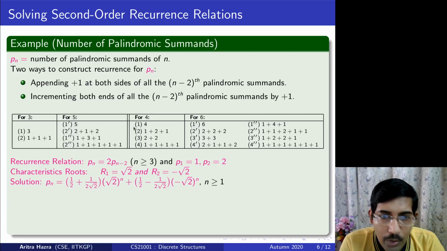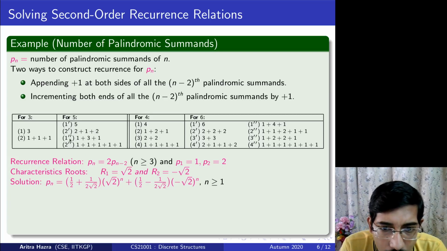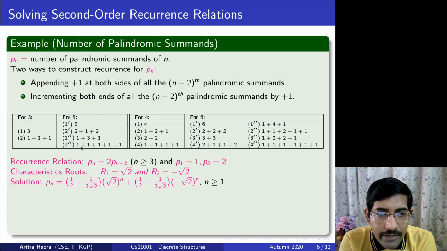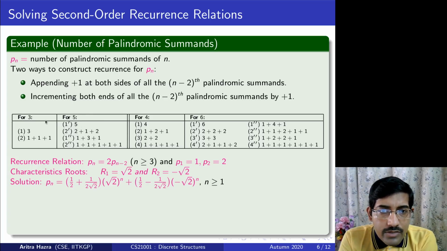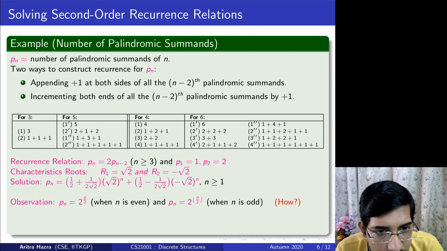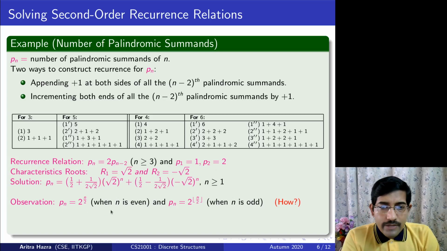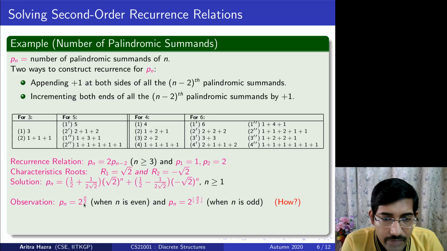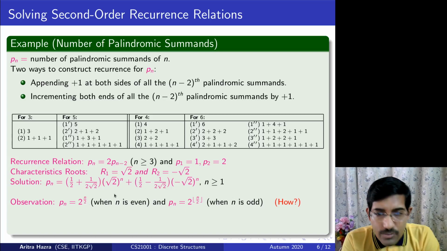If I have to bound the count, how many such possibilities are there for odd n? You see that for 3 it is 2, for 5 it is 4, and we go that way. So it is 2 to the power of the previous odd, right? So when n is even, my number is 2 to the power n by 2, and when n is odd, this is. This will result in these two formulas.